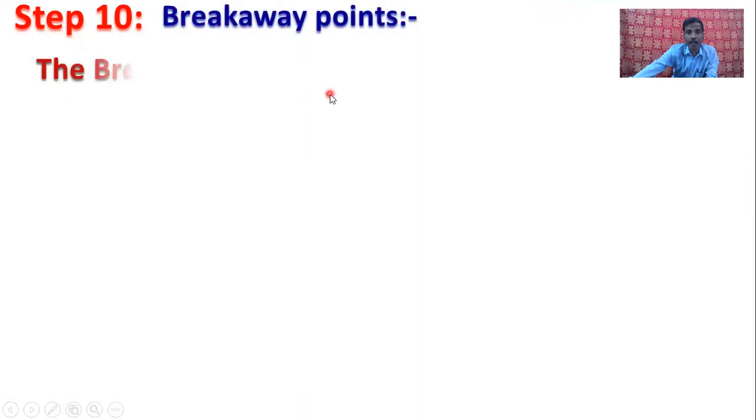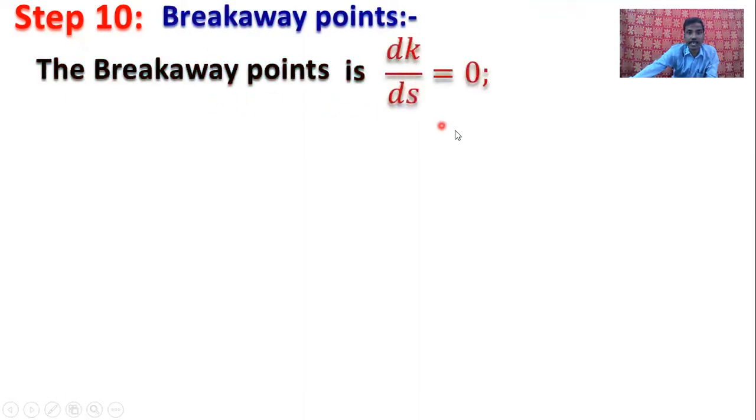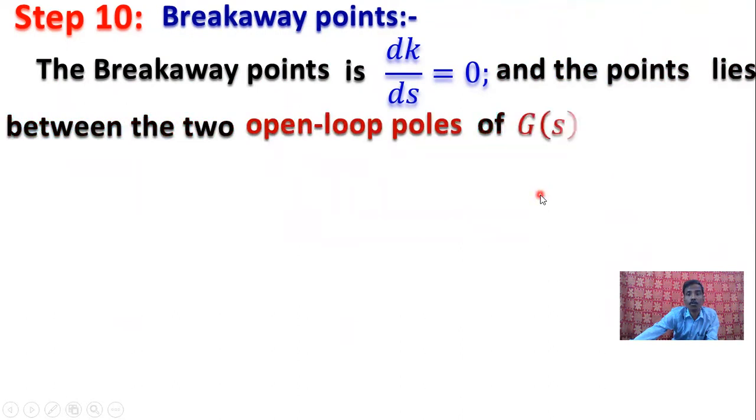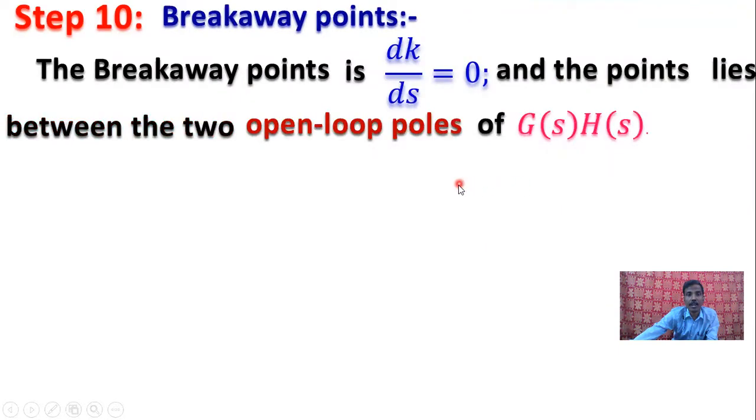Then step number 4, breakaway point. What is the breakaway point? The breakaway point is dK/dS equals 0, and the point lies between the two open loop poles of G(S)H(S). This is the breakaway point definition.